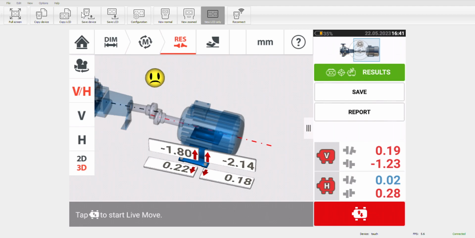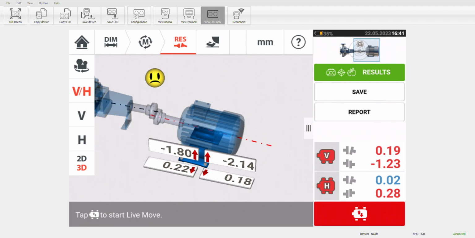Let me explain the move simulator function of ROTALIGN Touch. What we have in front of us is the alignment of a motor to the pump which it is driving.